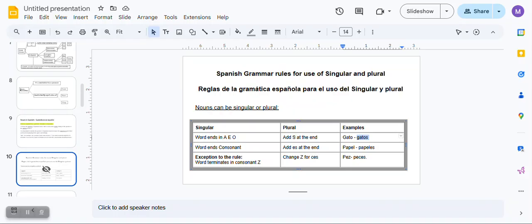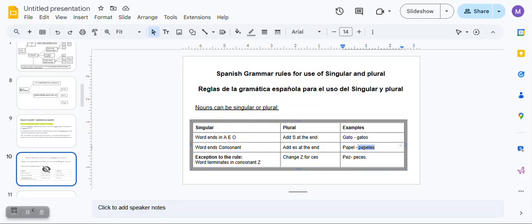Now let's come in here, second rule. First one was vowels. Second one is about consonants. If the word ends in a consonant, what you have to do is add es at the end of the word. This is our example. Singular is papel. It finishes in an L, so it is a consonant. I will apply the rule. The rule is telling me to add es at the end of the word, so I have papel, and I will add es: papeles. Papel means paper.